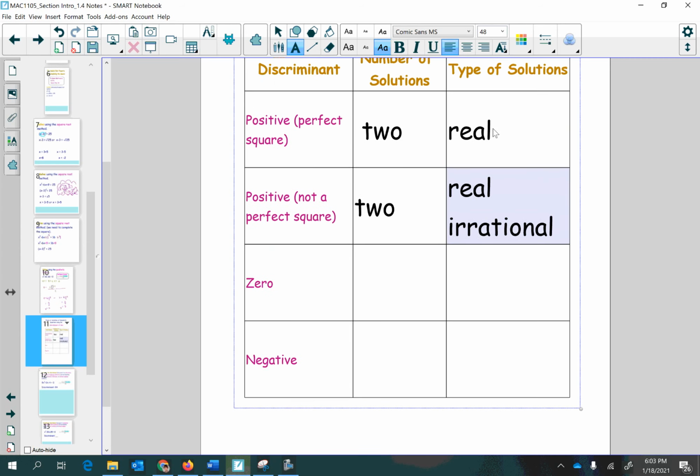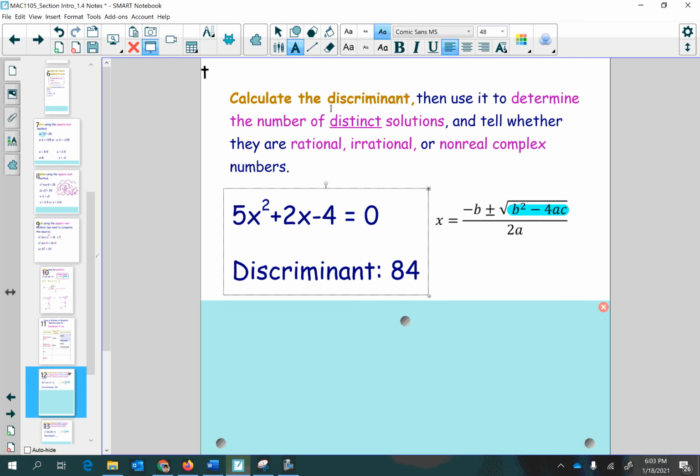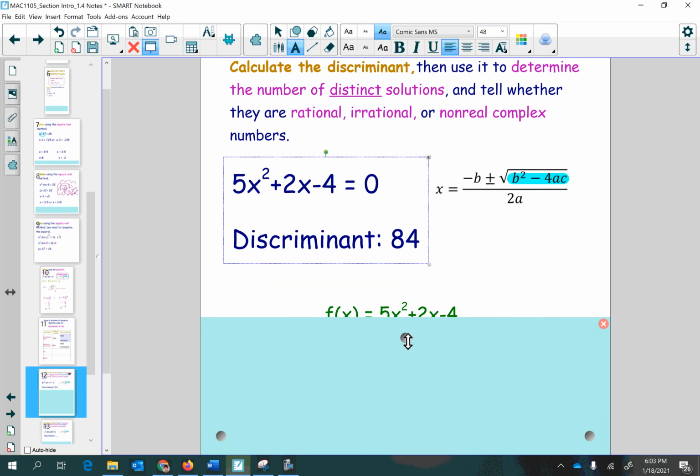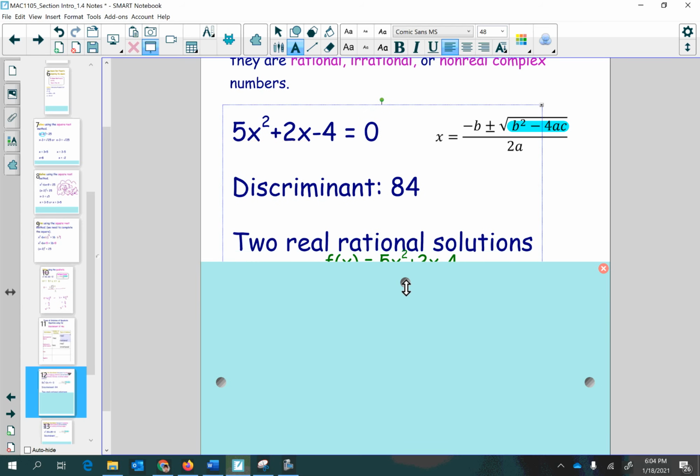Now, if it had been a perfect square, say 81, then we would have 2 real rational answers. So the answer to this one, because it said calculate the discriminant, then use it to determine the number of distinct solutions and tell whether they are rational, irrational, or complex, my actual answer to the question is 2 real rational solutions. Okay, so that's my answer.